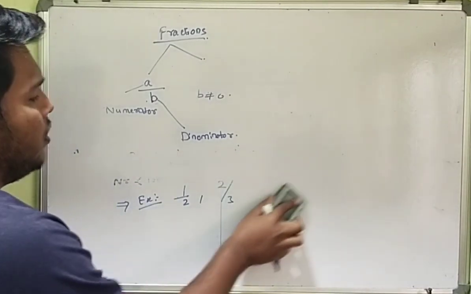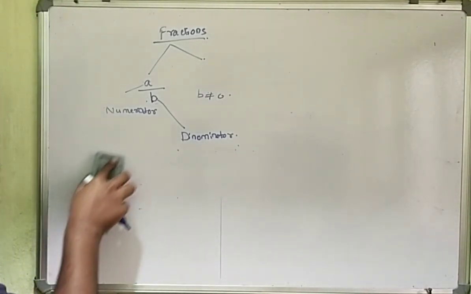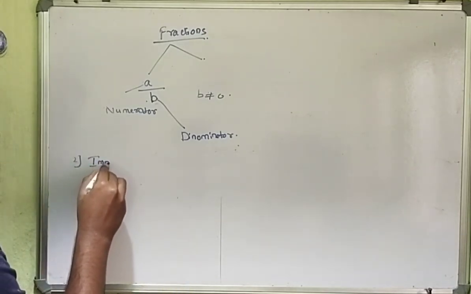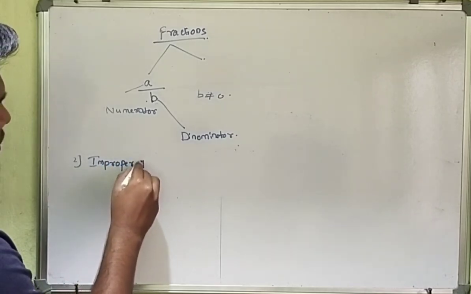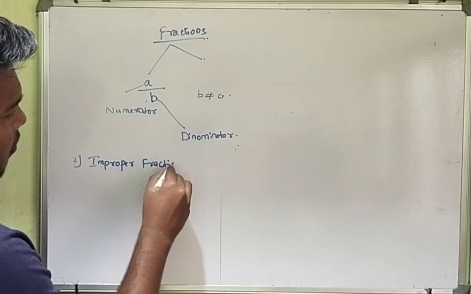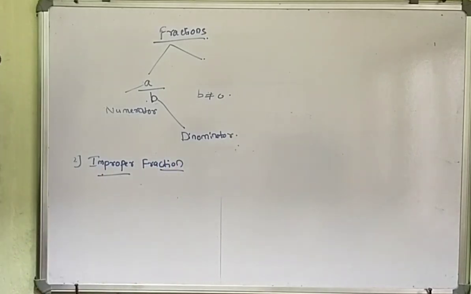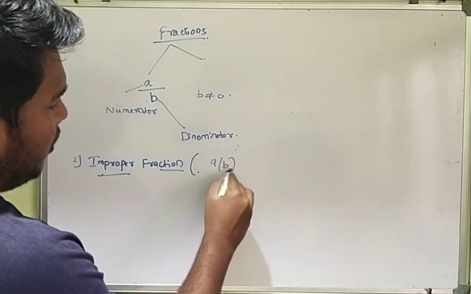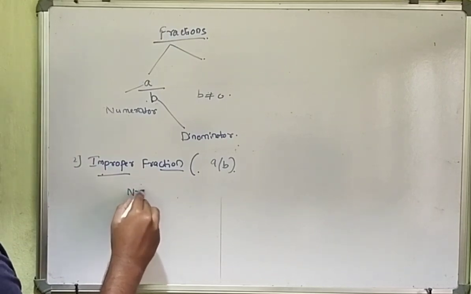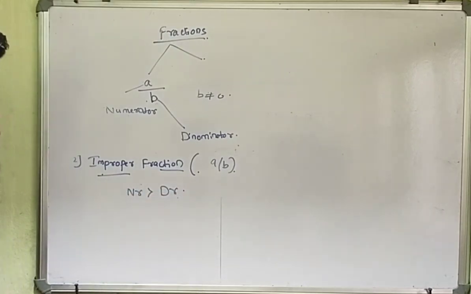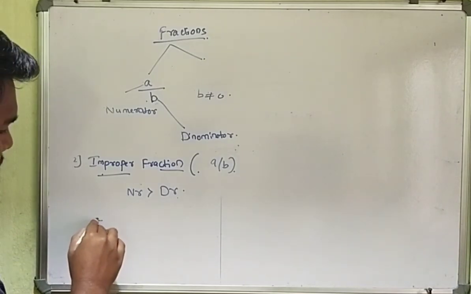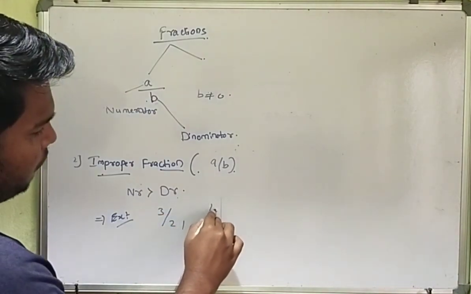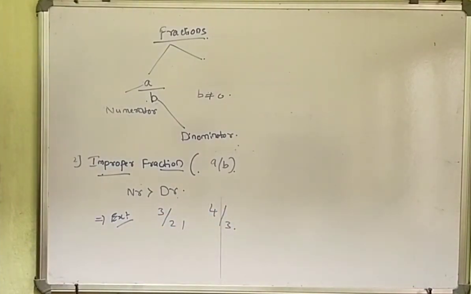Now next, after proper fraction, the second one is improper fraction. The improper fraction is the numbers expressed in the form of a by b. Here the condition is that the numerator should be greater than the denominator. The examples are 3 by 2, 4 by 3. So these are the examples for improper fraction.